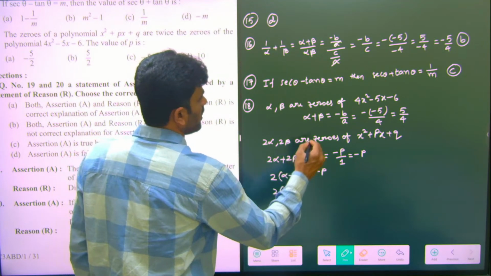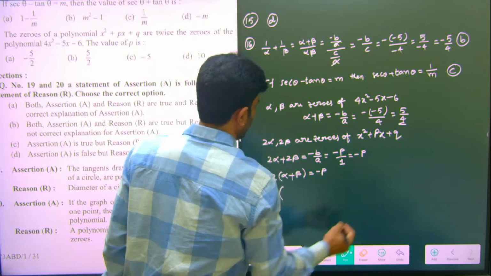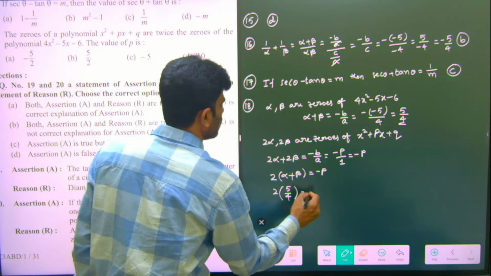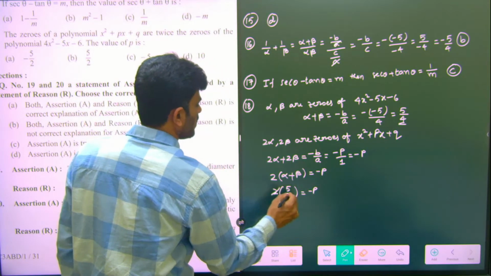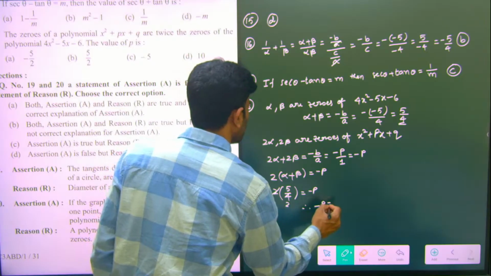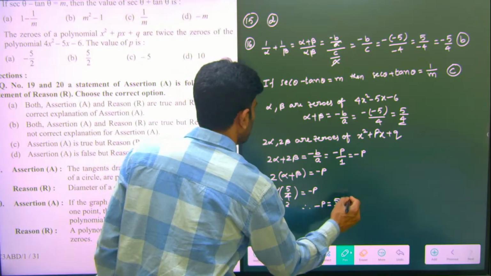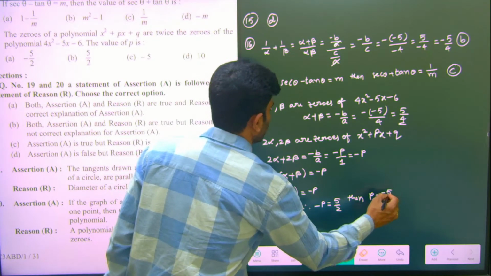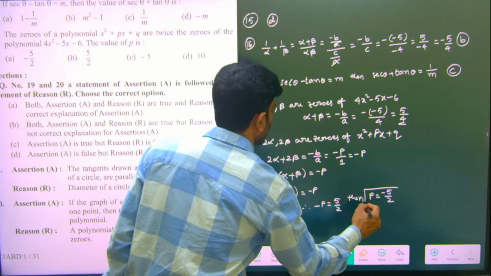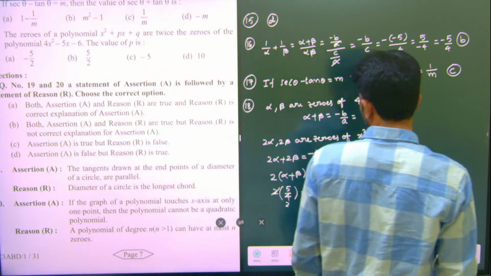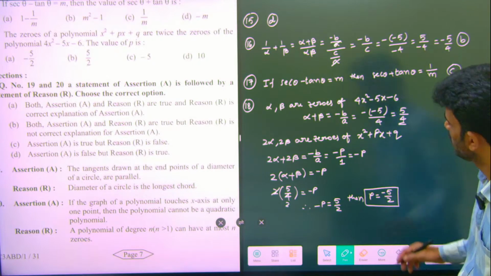What is alpha plus beta value we got here? 5 by 4. So 2 into 5 by 4 is equal to minus b. We can cancel these two. Therefore, minus p is equal to 5 by 2. Then p is equal to minus 5 by 2. Hope you understood this. Option A is correct.